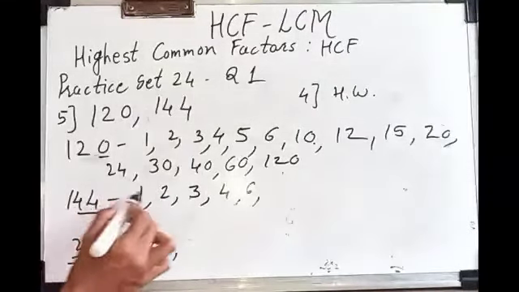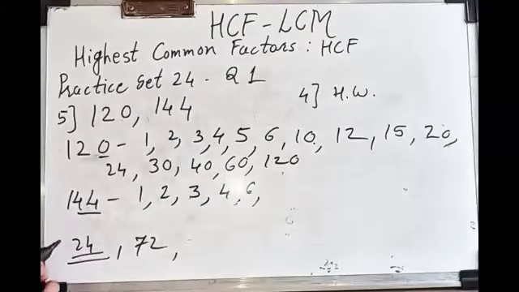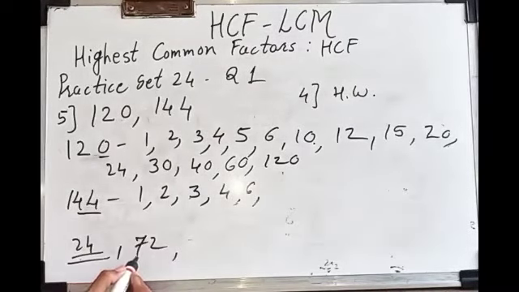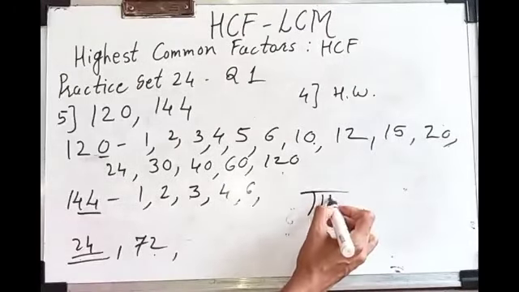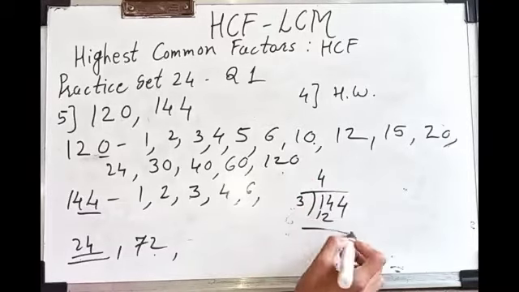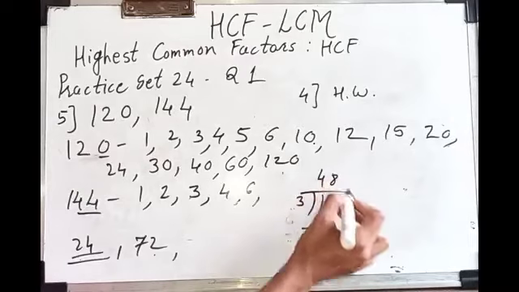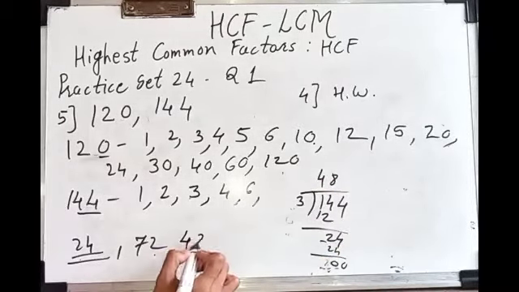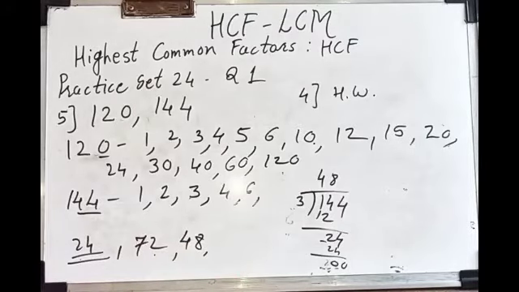If I divide by 1, 144 only will come. So we always write it at the last. If I divide by 2, I get the quotient 72. So 72 also will be a factor of 144. If I divide by 3, let's see, 144 divided by 3. 4, then 8, 3 8s are 24. So 48 is the quotient. That also will be one of the factors of 144.